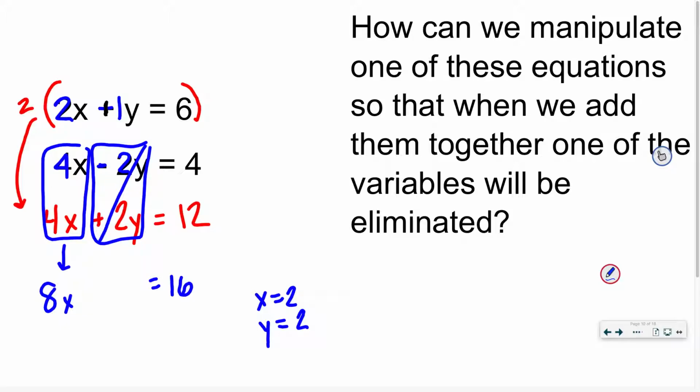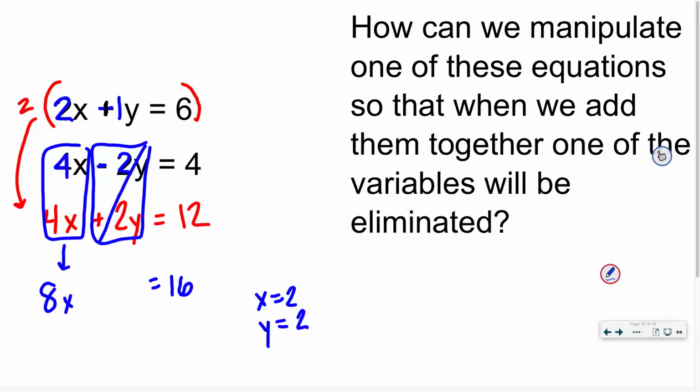So, good idea, Kate, that we can multiply. The nice thing about multiplying, notice we didn't bring a variable to the other side of the equation. We just made that variable that we needed become an opposite. We were able to do that by doubling everything in that equation. Did we need to multiply by 2? When we multiplied by 2, we eliminated the y value.